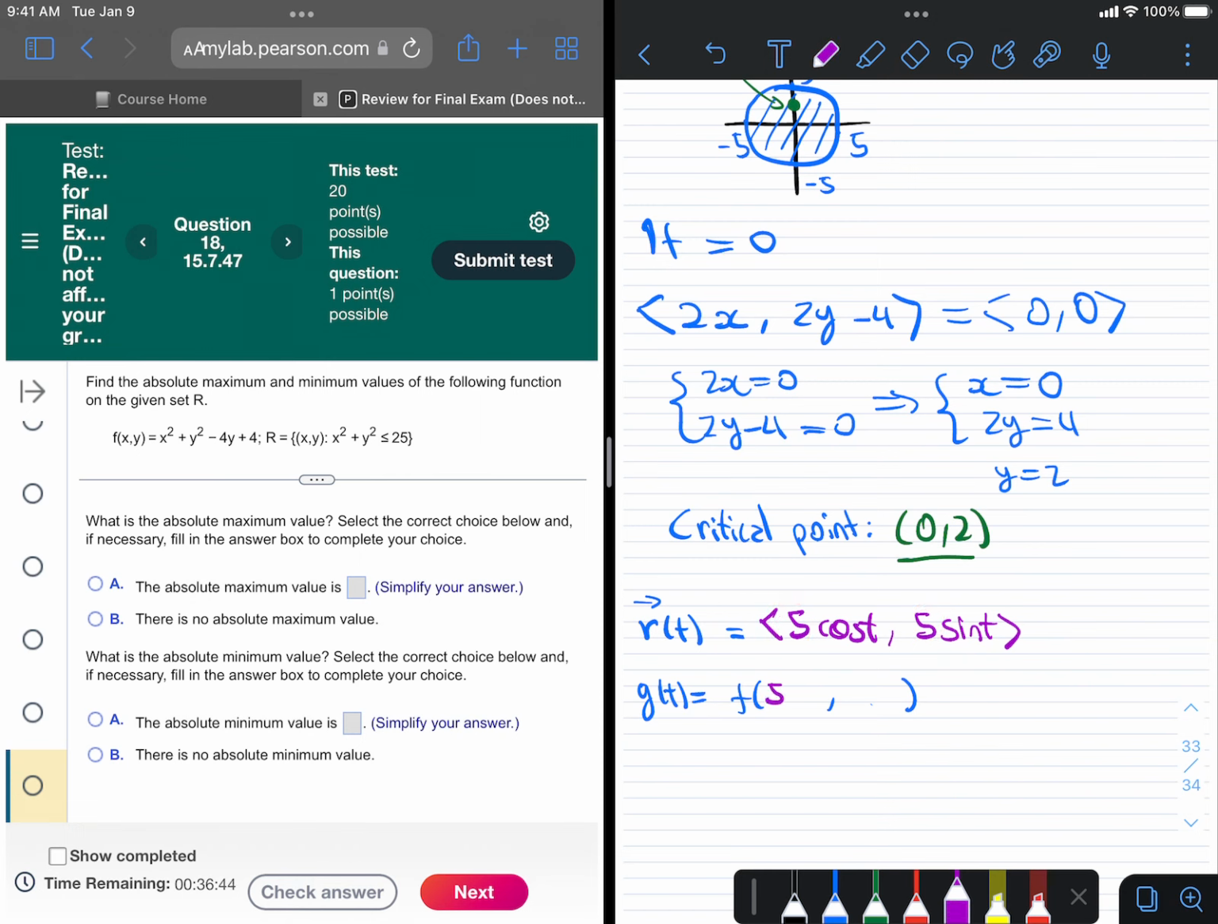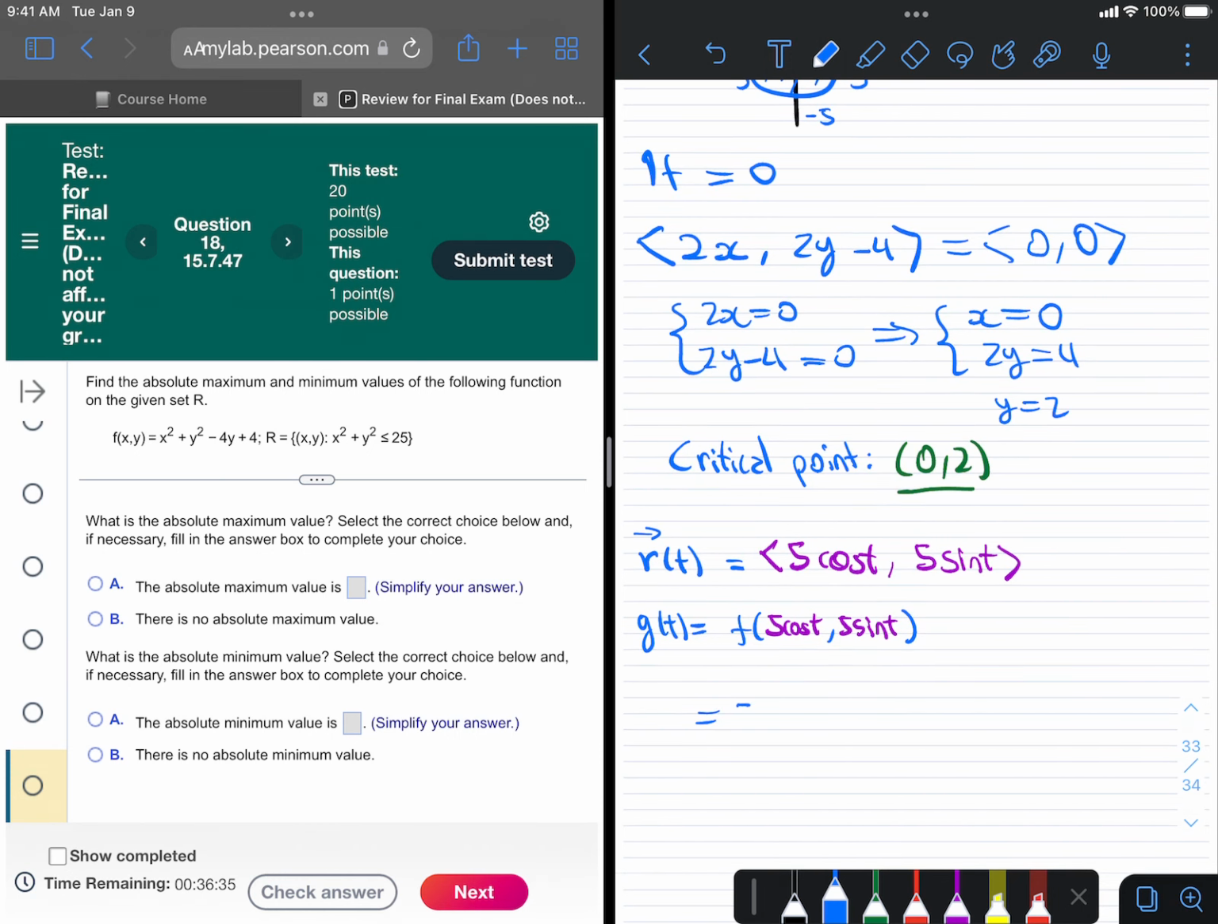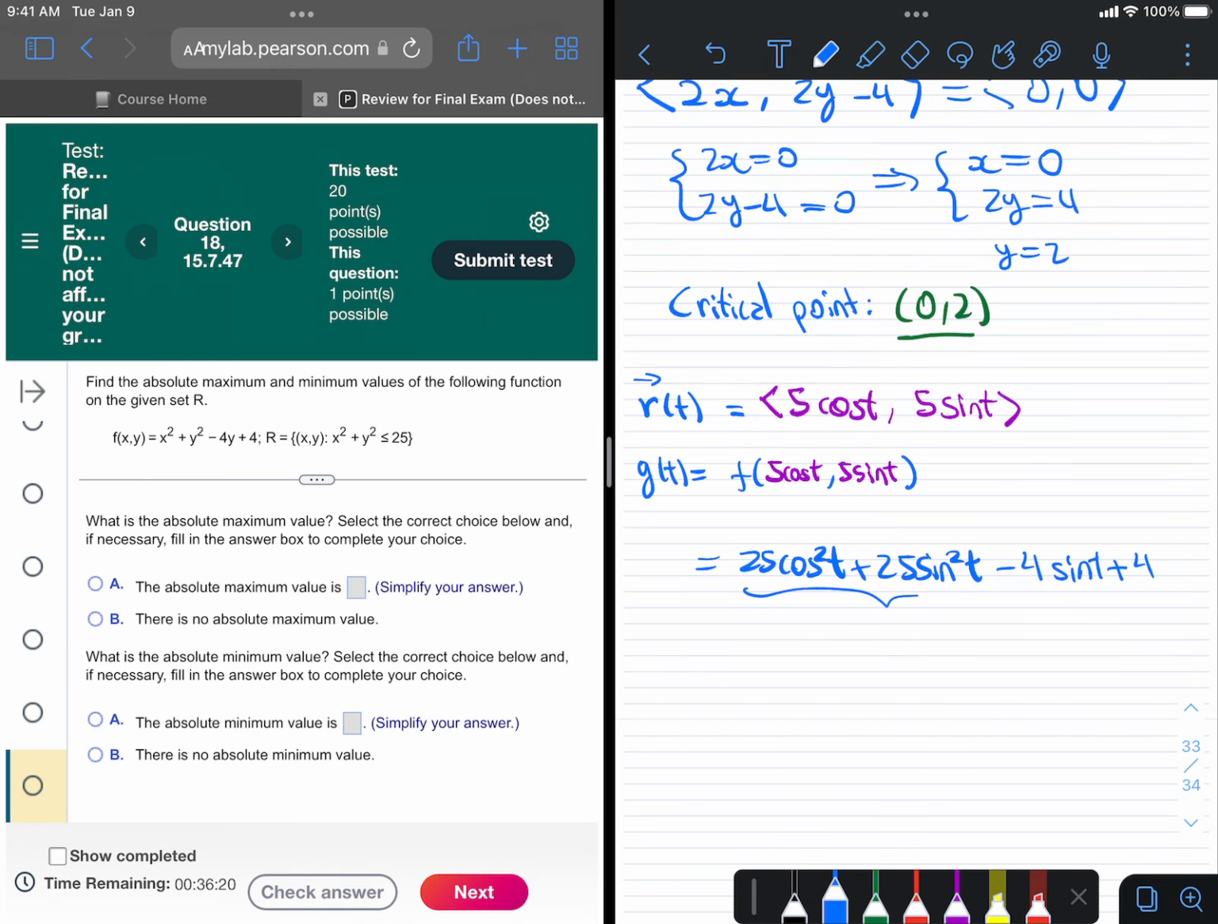So calculating f of (5 cosine t, 5 sine t), I plug that into the original function I was given. That is 25 cosine squared t plus 25 sine squared t minus 4 sine t plus 4. Those two put together equal 25 because cosine squared plus sine squared equals 1. So that's 25 plus 4 minus 4 sine t. That's 29 minus 4 sine t. That's the function on the boundary.